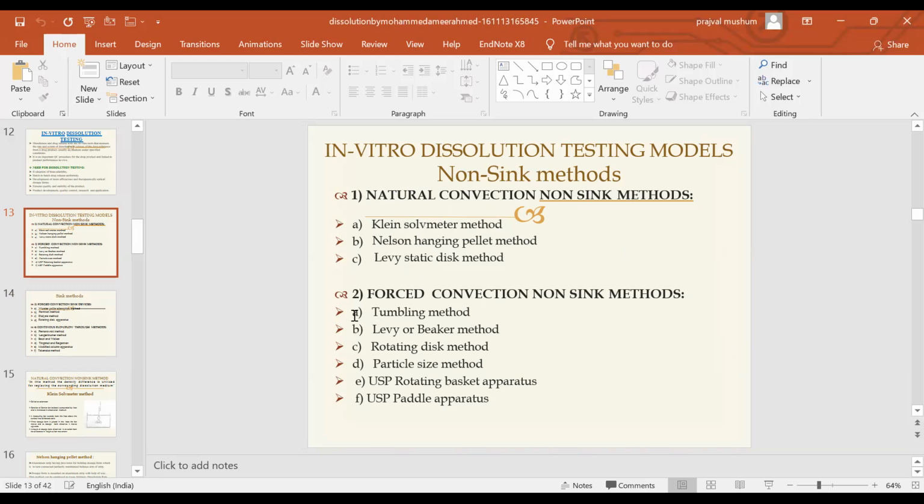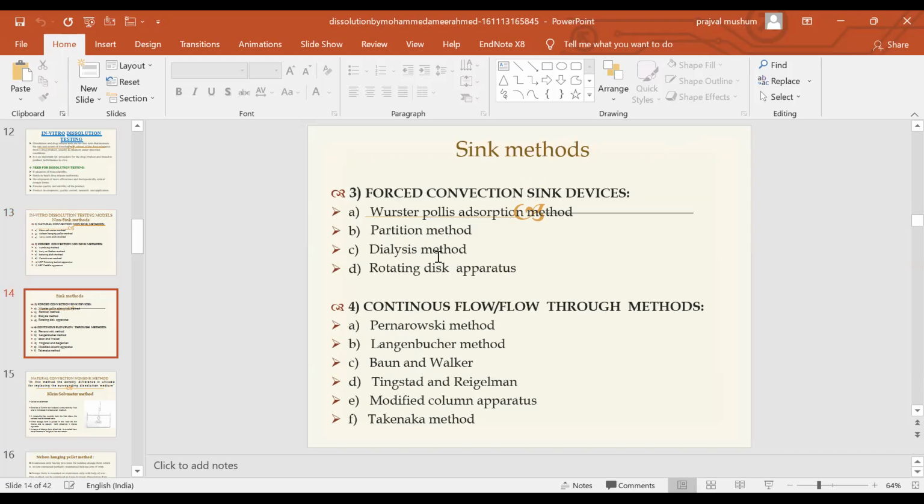Next, second one, forced convection non-sink methods: tumbling method, beaker method or Levy method, rotating disc method, particle size method, USP rotating basket apparatus and USP paddle apparatus. These are the same. I already explained in the last class, rotating basket and paddle type. Next one, forced convection sink devices: Brewster Police adsorption method, partition method, dialysis method, rotating disc apparatus. These are the forced convection sink devices.